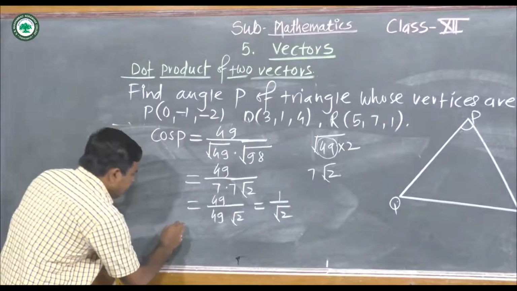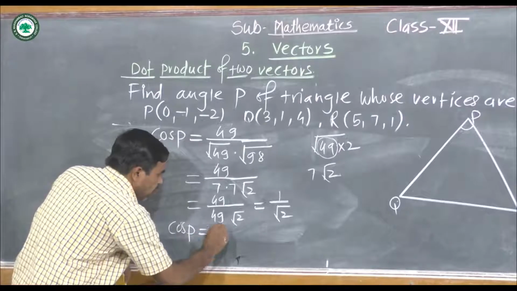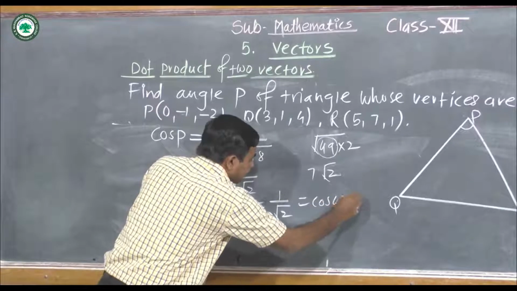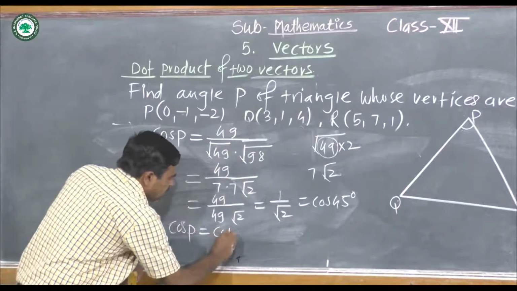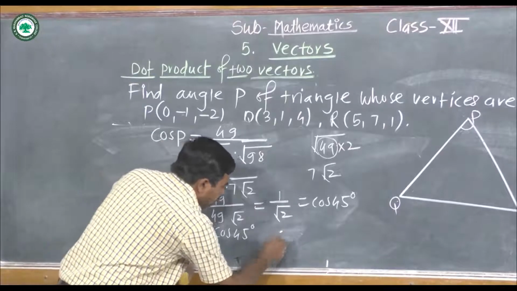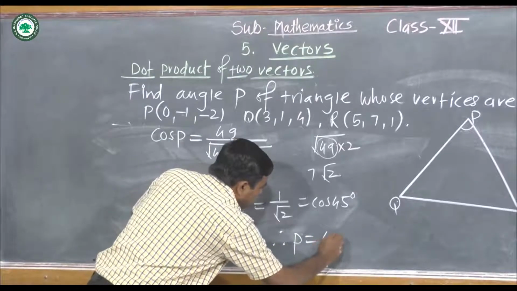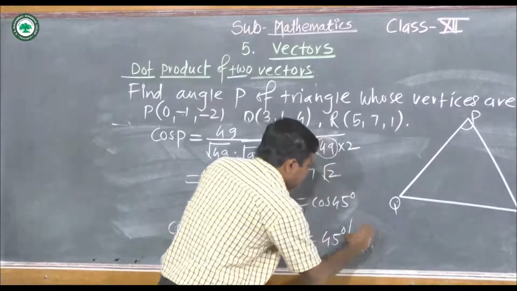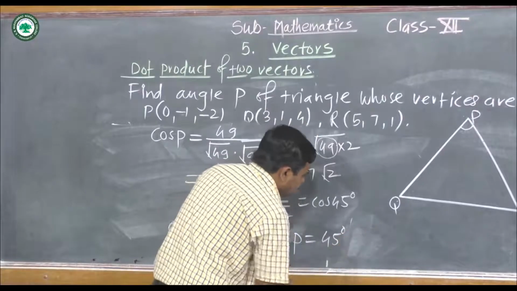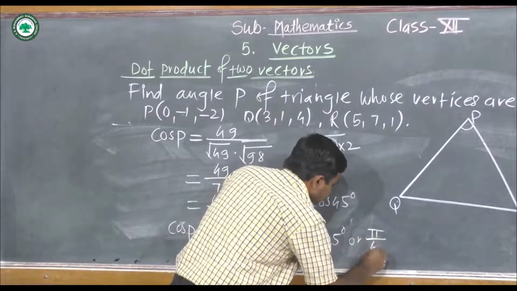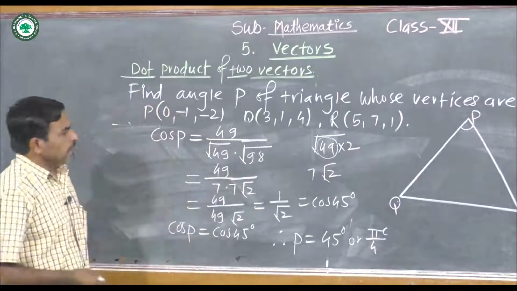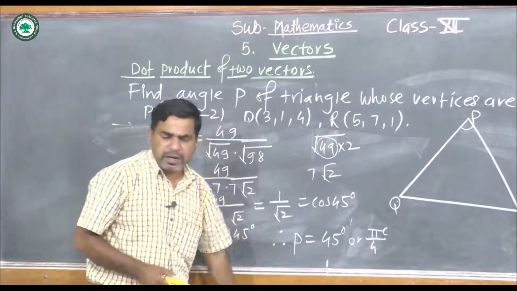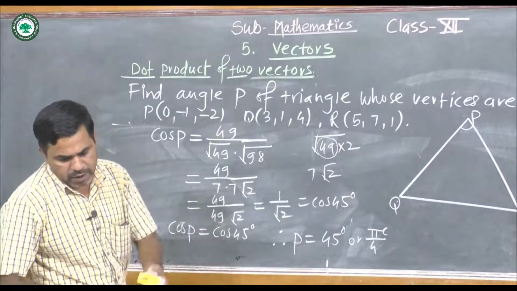So cos of P is equal to 1 upon root 2, and 1 upon root 2 can be written as cos of 45 degree. So cos of P is equal to cos of 45 degree. Therefore, angle P is equal to 45 degree or pi by 4 radian. So here the angle P is 45 degree or pi by 4 radian. We see the next problem.